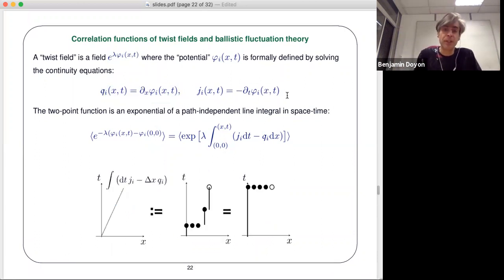Okay. This can also be written in the XX chain, where you have a discrete space, where that integral of the two current is an integral over time and a sum over x, and it's also path independent. You can integrate over time at various points in space or sum over x in various shapes, and you get the same thing. Okay. So these are the objects for which there is a hydrodynamic theory. Okay. So exponential of integral of two currents, which are kind of twist fields.